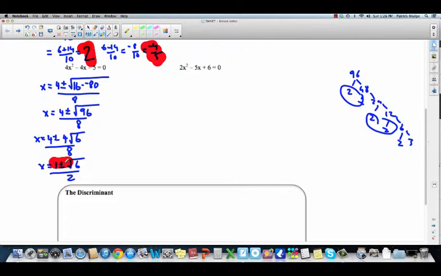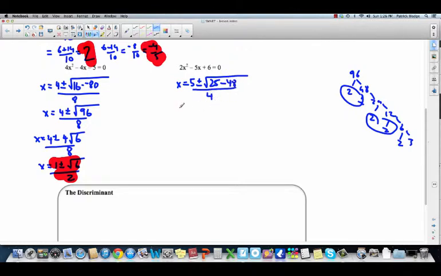Let's highlight that one. We have one more to go. X equals, it must be kind of boring to watch, isn't it? X equals negative b, which is 5, plus or minus the square root of b squared, which is 25, minus 4 times 2 is 8, times 6 is 48, all over 2a.